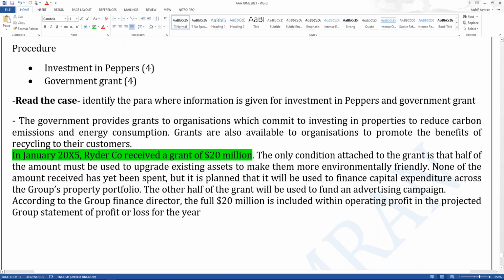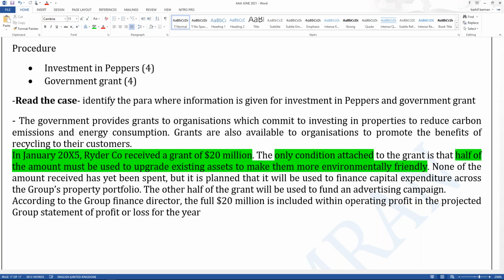Next, the only condition attached to the grant. So is there a condition which I need to verify? Is a condition important information? As an auditor, should I verify the condition? The only condition attached to the grant is that half of the amount must be used to upgrade existing assets to make them environmentally friendly. So I need to confirm whether the company has spent exactly half the amount on upgrading the existing assets to make them environmentally friendly or not.